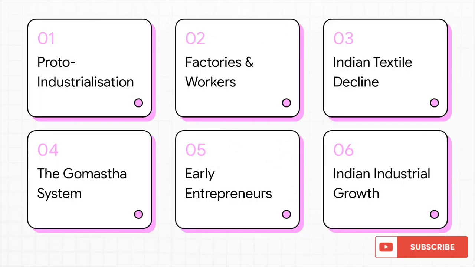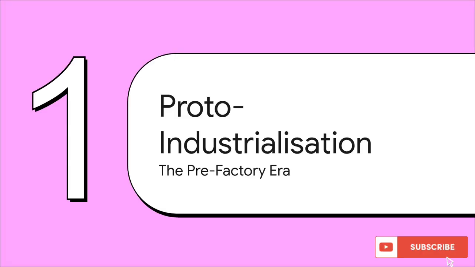Here's the roadmap for our explainer today. We're covering 6 key sections: proto-industrialization, factories and British workers, the decline of Indian textiles, the Gumasta system, India's early entrepreneurs, and finally, the peculiarities of Indian growth. Let's get into it. Section 1.